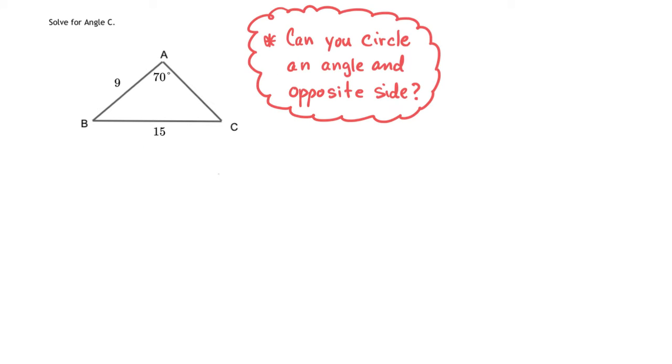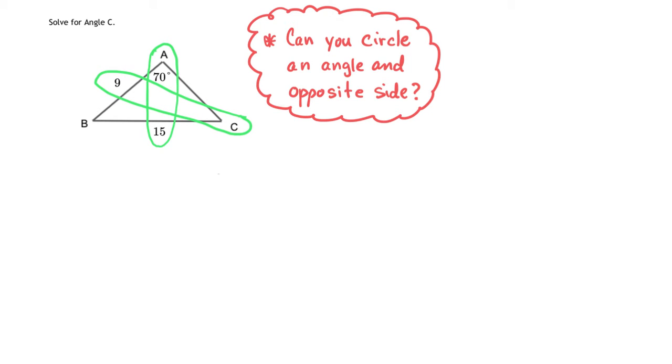The question with law of sines is, can you circle an angle and a side that are opposite each other? In this case right here, you're going to notice the 70 degrees and the 15 are opposite each other, and I can circle those too. When you can do this, you can do law of sines. And then if you're trying to find the measure of angle C, I have to circle its angle and the side that's opposite each other as well.